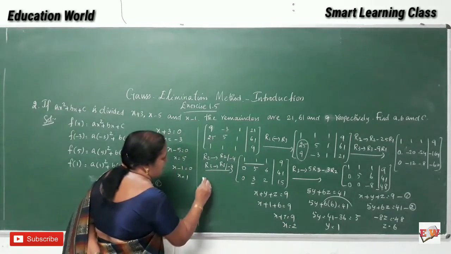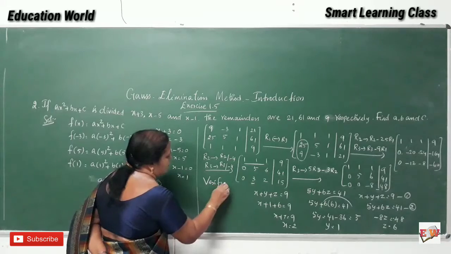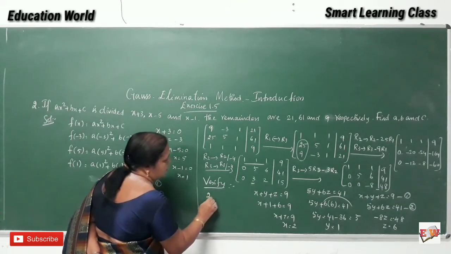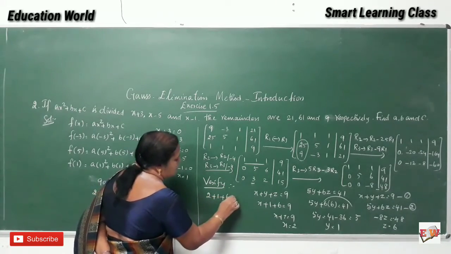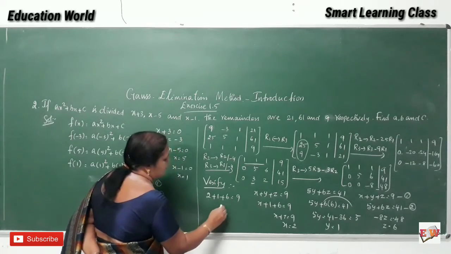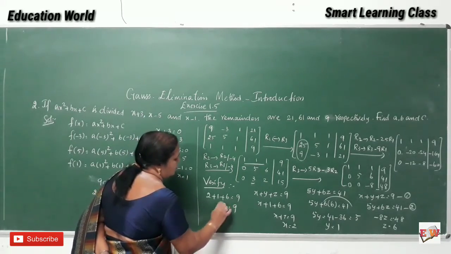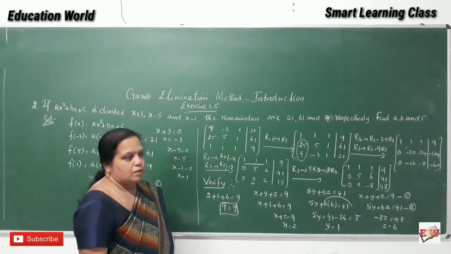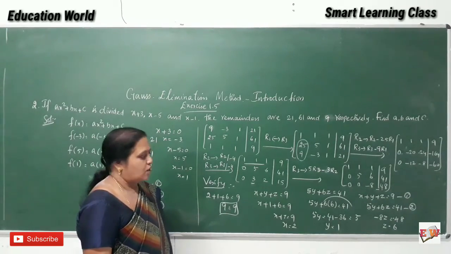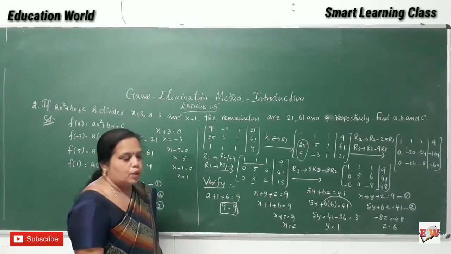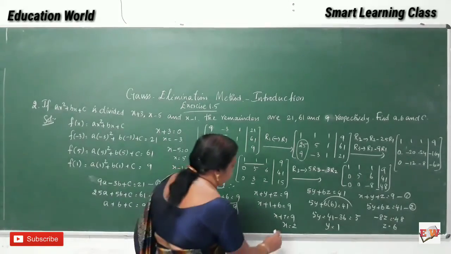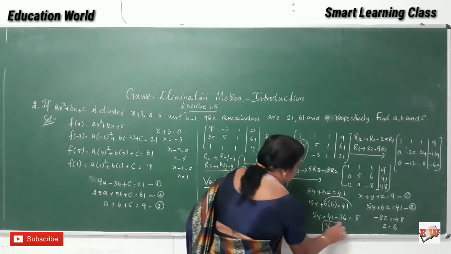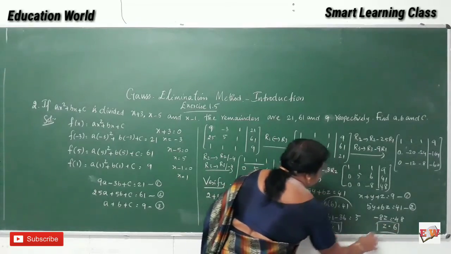You just verify: 2 plus 1 plus 6 is equal to 9. 2 plus 1 is 3, 3 plus 6 is 9, equal to 9. So the solution is x is equal to 2, y is equal to 1, z is equal to 6.